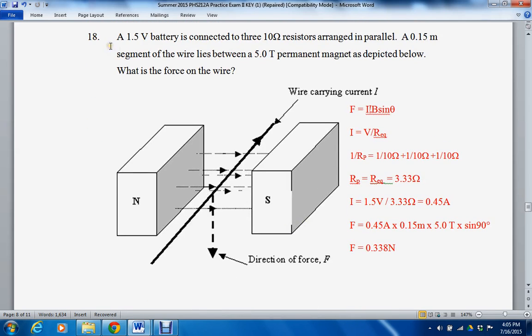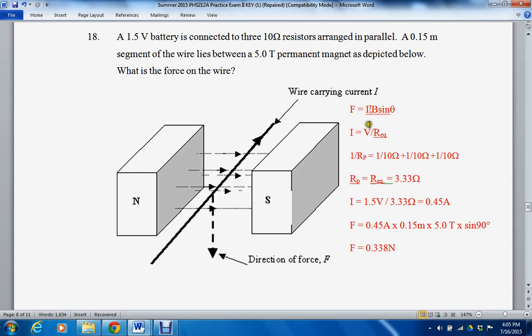Hey, number 18, a 1.5 volt battery is connected to 3 10 ohm resistors arranged in parallel. So I can figure out the equivalent resistance there without too much challenge. A 0.15 meter segment of the wire lies between a 5 Tesla permanent magnet as depicted below. That looks perpendicular, so sine of 90 degrees. What is the force on the wire?